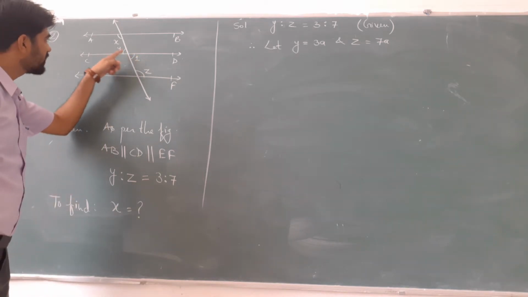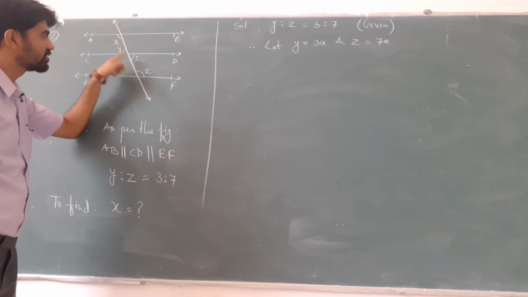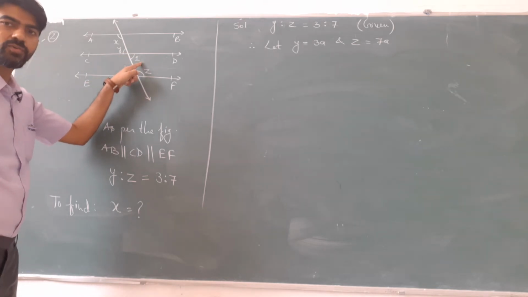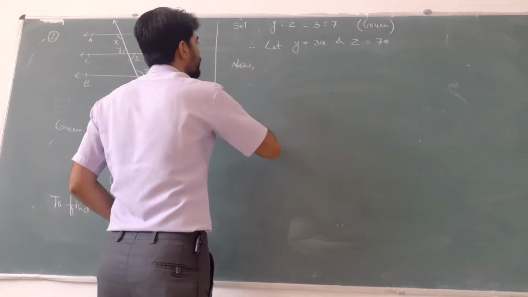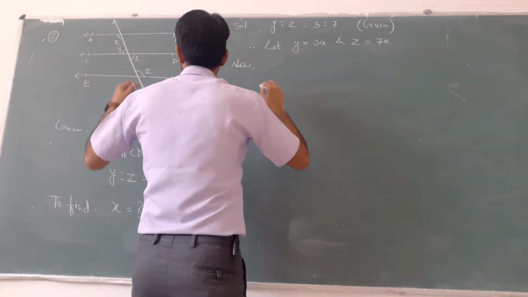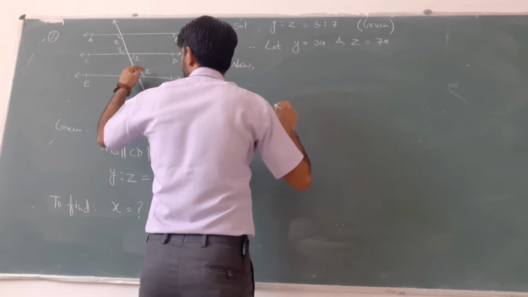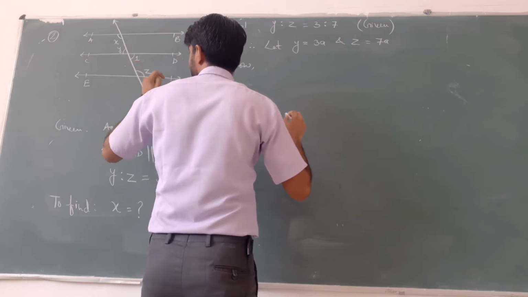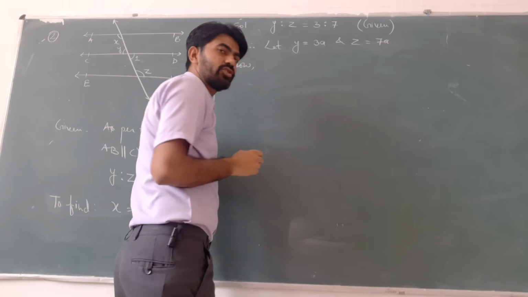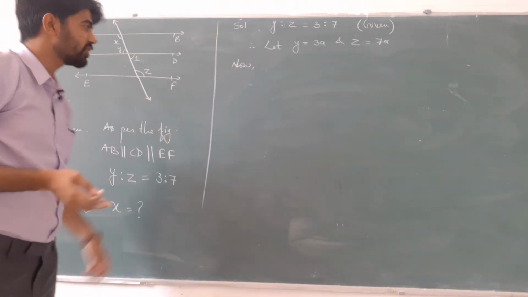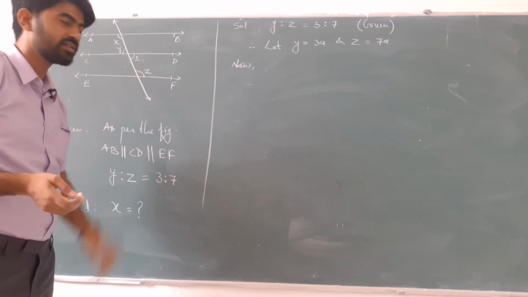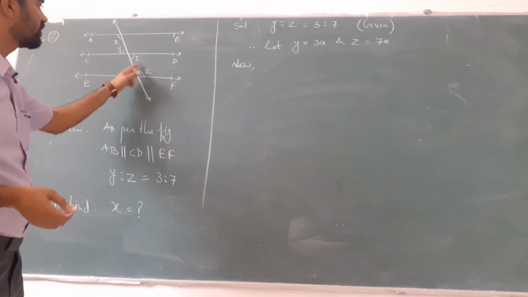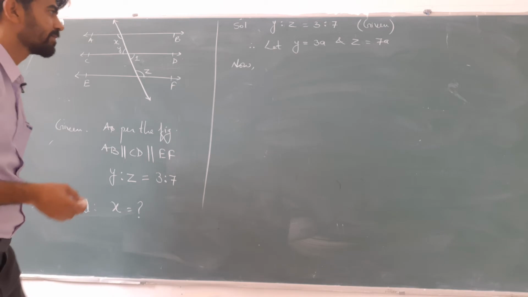Now angle 1 is equal to Y because these are vertically opposite angles. And angle 1 plus Z. What is angle 1 plus Z? It should be supplementary because these lines are parallel and these are co-interior angles, and the co-interior angles are always supplementary. So 1 plus Z will be 180 degrees.